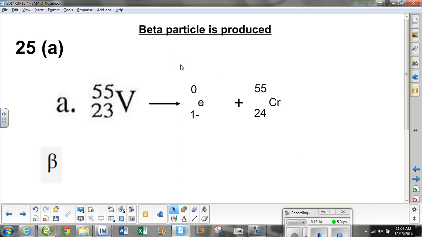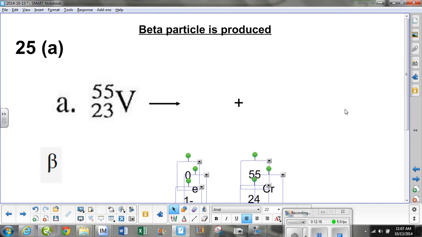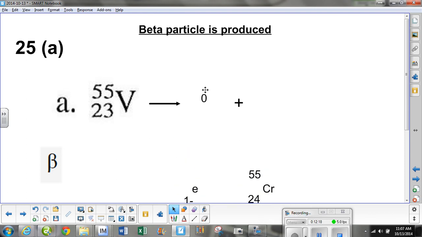But what I wanted to do is just go back through this one at a time. To get the particle, they said that it's going to produce a beta particle, and that's where these numbers are going to come from. Because beta particles always have a 0 mass number and a 1 minus, unless they have a positive charge, in which case they'll call them a positron. But unless they call it a positron, you want to go ahead and call it a regular beta particle.